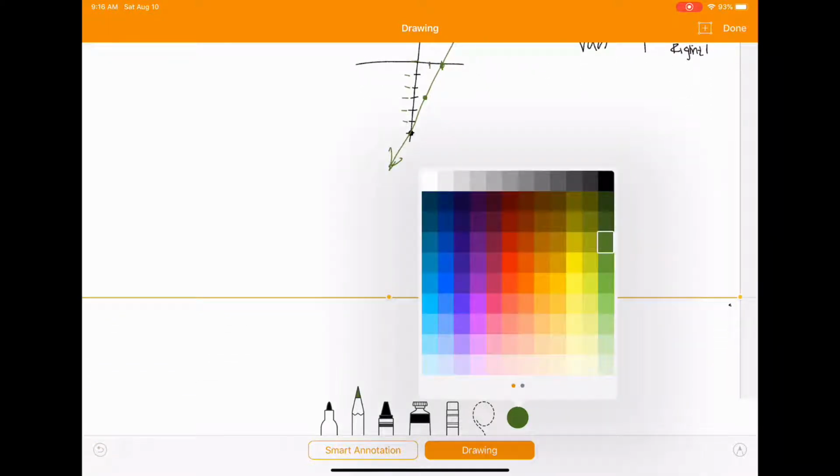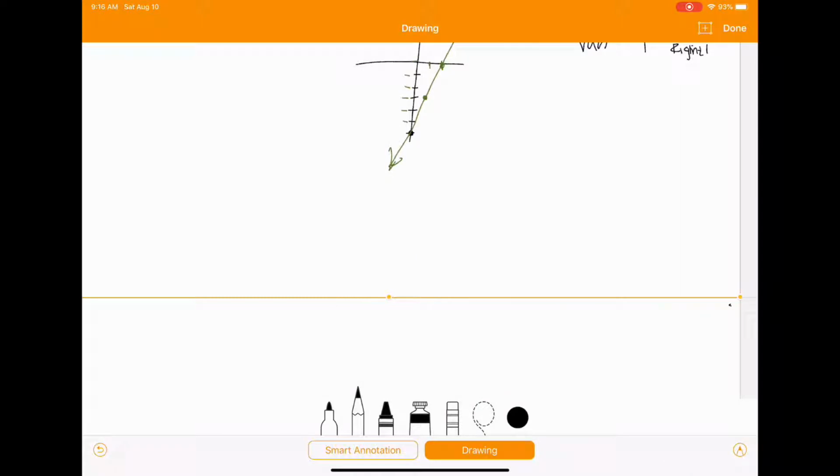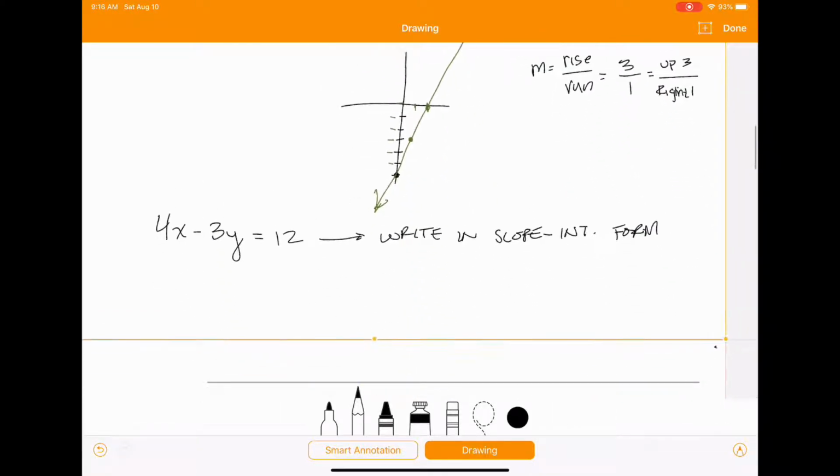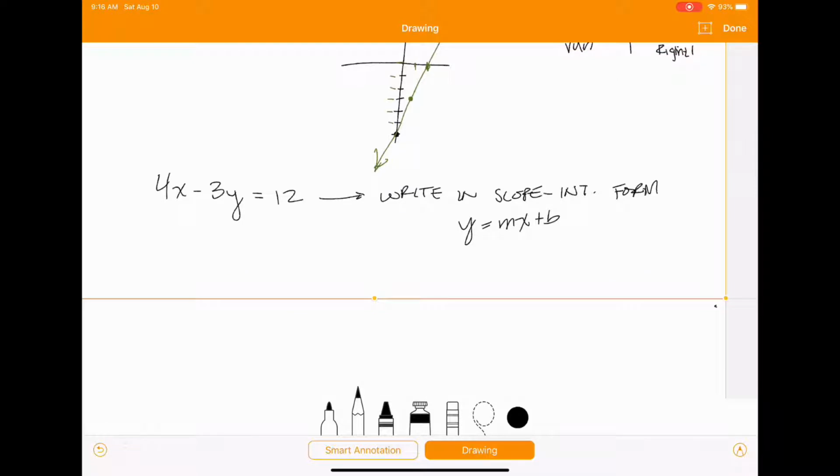Now, you might be given 4x minus 3y equals 12, and it says to write in slope-intercept form. You're just going to put it in this form here. So you need to get it into a form that says y equals mx plus b. All right, so we want to isolate y to be all by itself. So we want y on one side, everything else on the other.